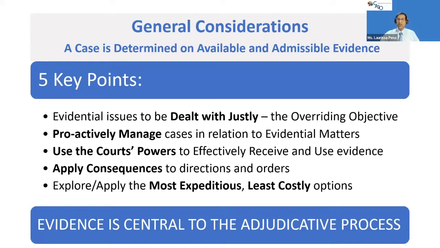So evidence is central to the adjudicative process, yes, but these 5 key points should, as it were, inform our decision-making, and not just our decision-making, but our approach, our attitude, that is to say, proactively manage, use the court's powers, apply consequences, look for the most expeditious and least costly options, how we deal with our judicial role and attitude.